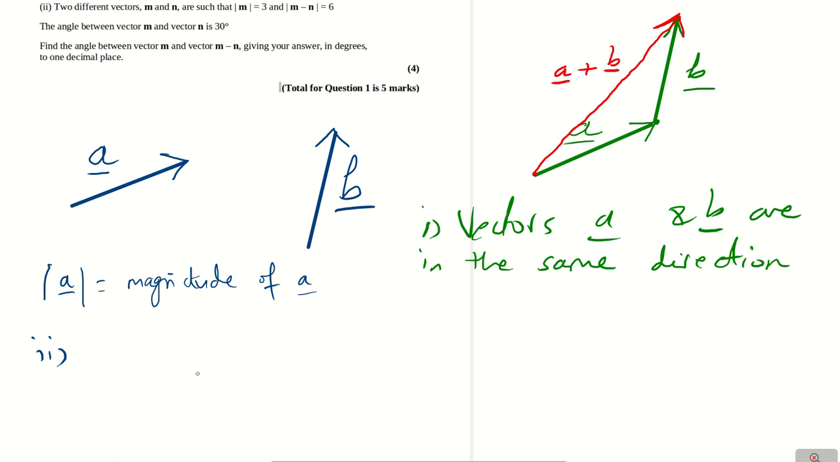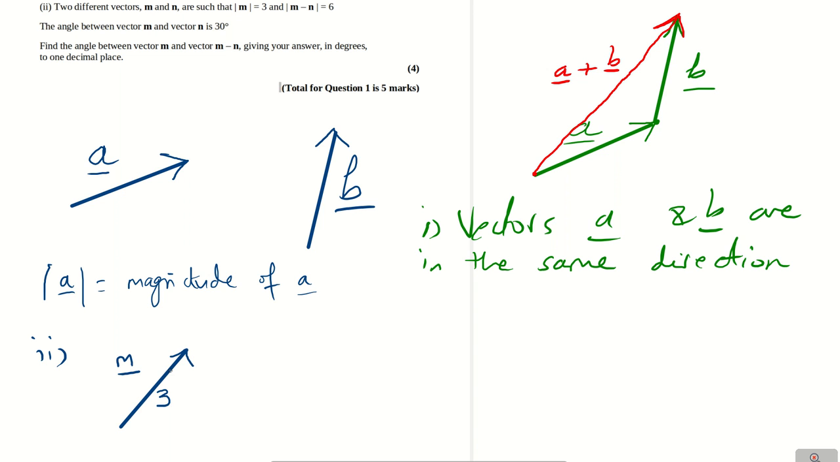So if I try and do a sketch, I'll start by doing a vector m, and this is just a sketch. I don't know what direction it's going in at the moment, so this is just a sketch for my working out. But this is vector m, and we know that it's got a magnitude of 3, which is another way of saying that the length of the line representing the vector m is 3. It then tells us we've got another vector n. It doesn't tell us much about n, but it does tell us that m minus n is 6.